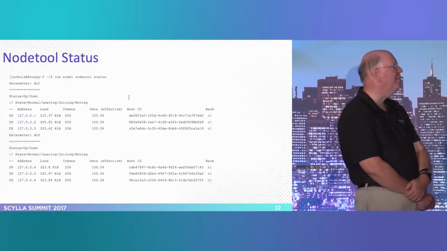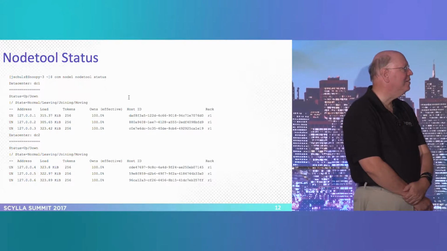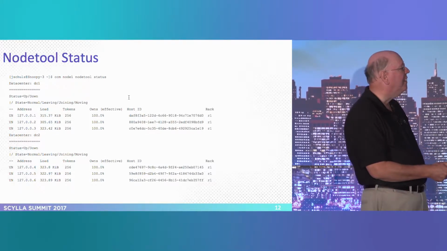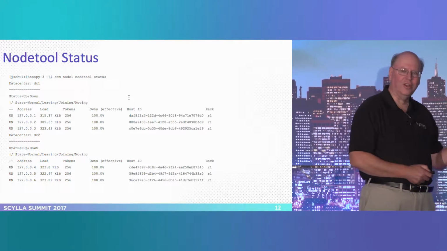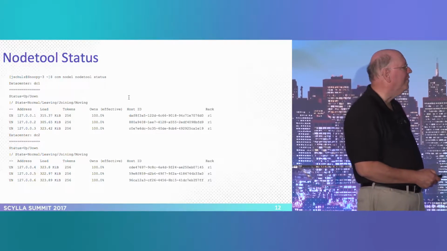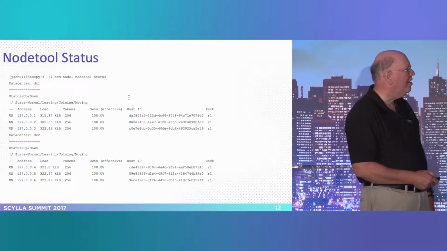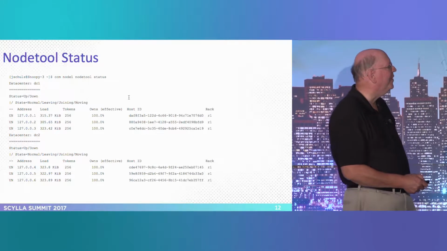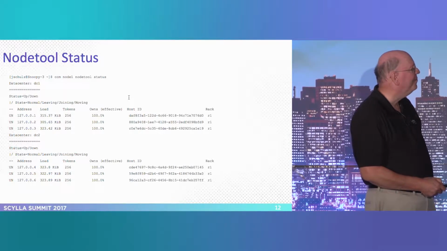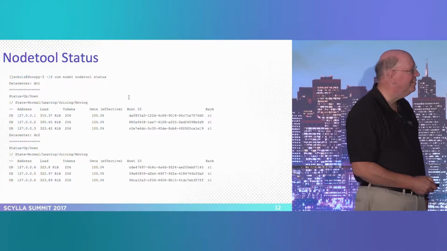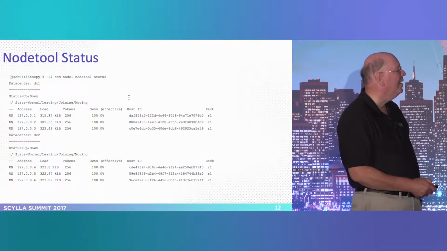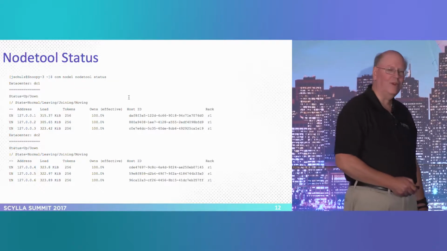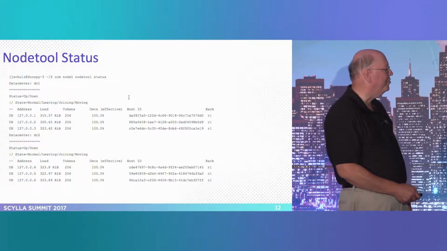Nodetool status. This is probably the most useful command. Pretty much everyone uses it on a pretty regular basis. It basically shows you, I've got 2 data centers, which is 2 sort of subclusters. Of each of the 2 data centers, I've got 3 nodes. In this particular case, they're all running on my localhost. They've got about 300 kbytes each. Because I use replication factor 3 in this configuration, they all own the data, so everybody owns everything. And the same is true in this one.